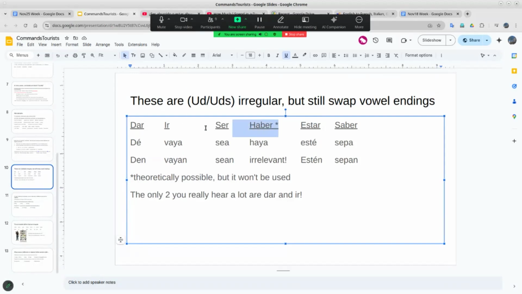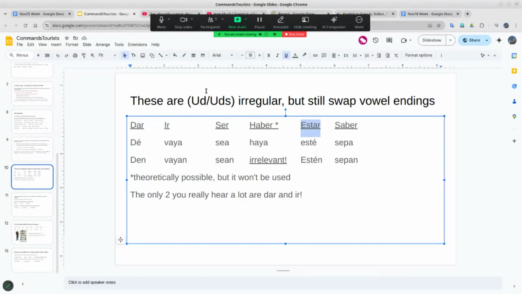Okay. This is theoretically possible. This has got an asterisk. Haber is theoretically possible, but it won't be used. Why this is important to know is that you may hear this form from haber in what they call subjunctive, because subjunctive and commands are absolutely linked in how they form their commands. So you may hear haya as a subjunctive, but you will not hear it as a command. It is irrelevant as a command. I mean, we don't use that verb.